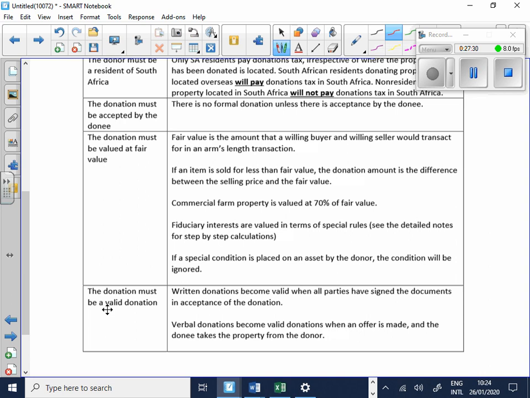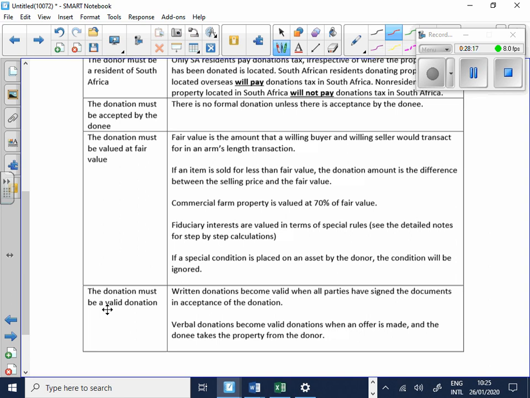Donation must be a valid donation, guys. So essentially, let me explain. You can either have a written donation. Everybody comfortable? When all parties have signed a written donation, that's when the donation becomes valid. If it's an oral donation, you have to take the property. Otherwise, the donation has not taken place yet. So if you've got a very, very sick relative that sits there and goes, "Dearie, I want you to have the painting," take the painting there. If you come back later and the person's dead in their bed, no valid donation. It's only once you take the property that the donation becomes valid. So oral donations, take it now. Otherwise, you might not get it later. Does everybody understand where I'm coming from? Does this make sense, guys?